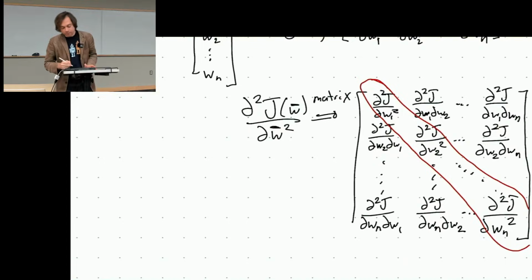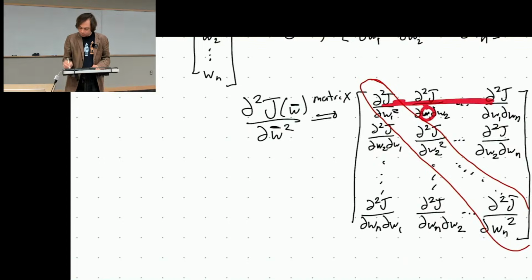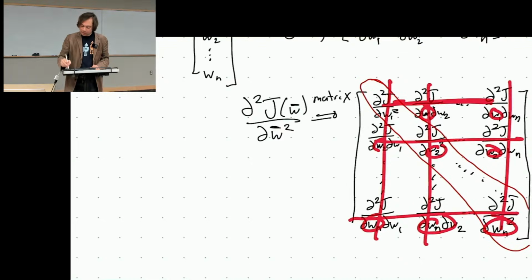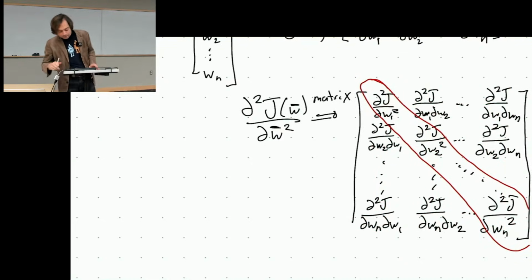You'll notice that along this row, all the W1s are the same, all the W2s are the same, all Wn's are the same, and the columns are the second number. Okay? We won't compute a lot of these in this class, but I just want to tell you that this is what the second derivative looks like. And it has a name. The second derivative of a scalar with respect to a vector is called the Hessian.